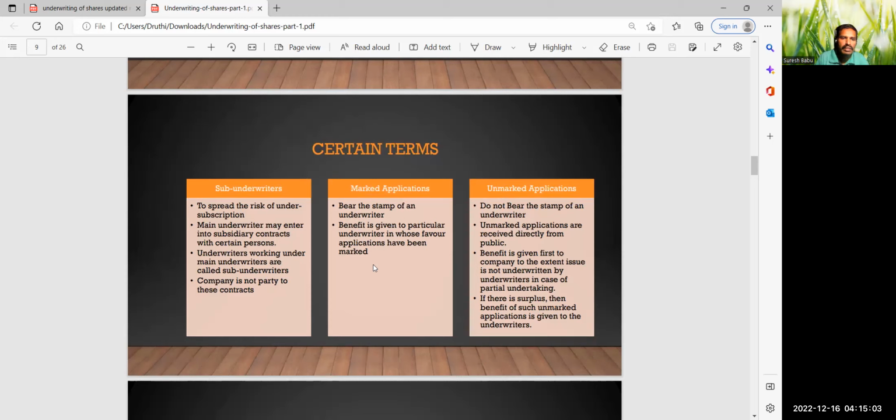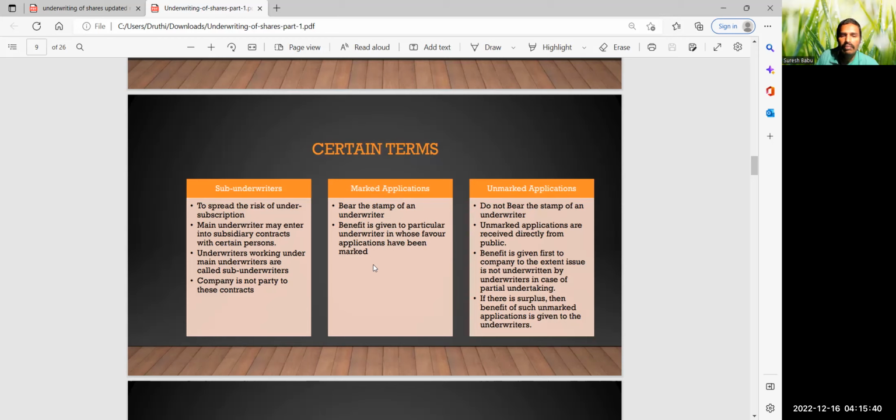Very simple. Sub-underwriters are those appointed to spread the risk of under subscription. These underwriters may appoint others as their subordinates or sub-underwriters to sell the shares, right? The company is not a party to these contracts. Underwriters will enter a contract with sub-underwriters, so there is no relationship between the company and sub-underwriters.